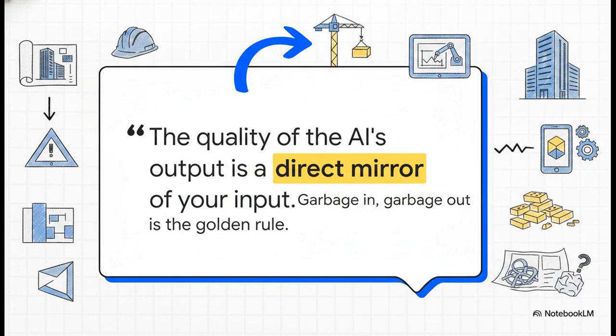There's a core rule from our source materials we need to internalize. The quality of the AI's output is a direct mirror of the quality of your input. Garbage in, garbage out is the golden rule. I've been instructing in construction tech for over 20 years, and I see this literally every single day. Prompt engineering isn't just some optional side skill anymore. It is the absolute difference between AI being a massive productivity multiplier or just a source of immense frustration.